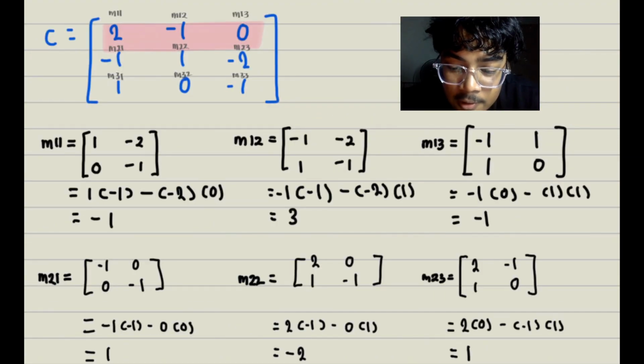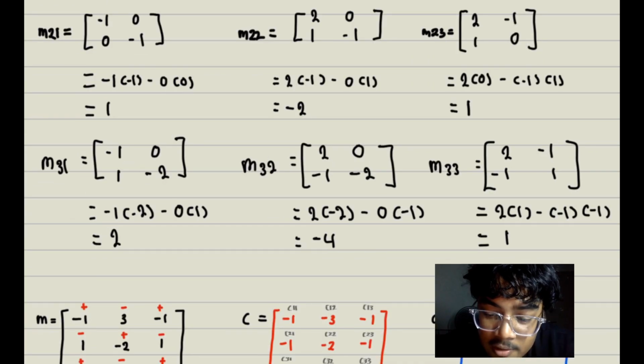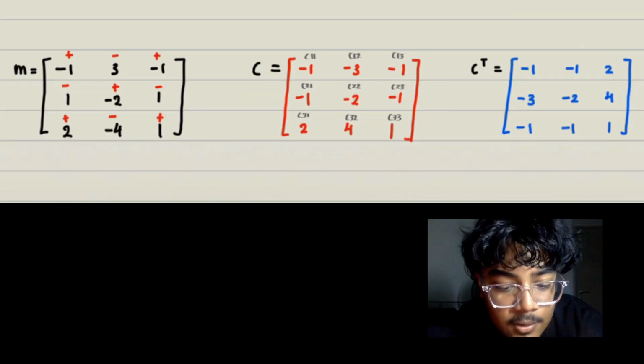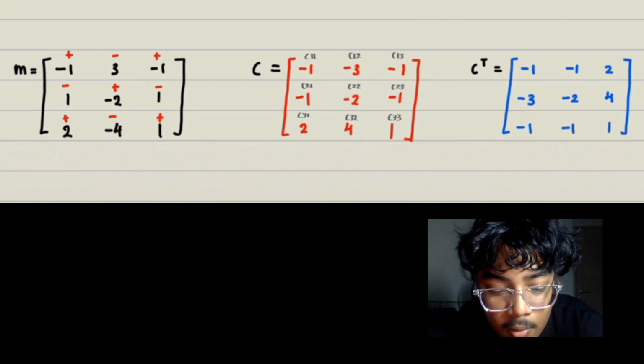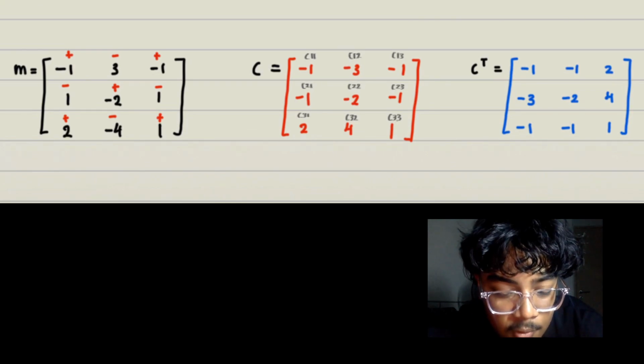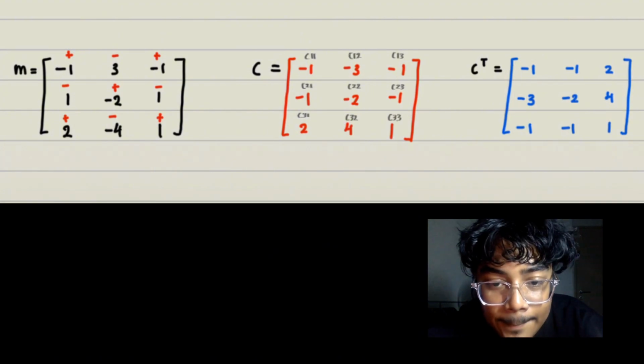Now for step 3, we will have to find the cofactor matrix. So we will be calculating all the minus and plus signs to get the cofactors. So it equals negative 1, negative 3 and negative 1 for the first column. For the second column, negative 1, negative 2 and negative 1. For the final column, which is the third column, it's 2, 4 and 1.